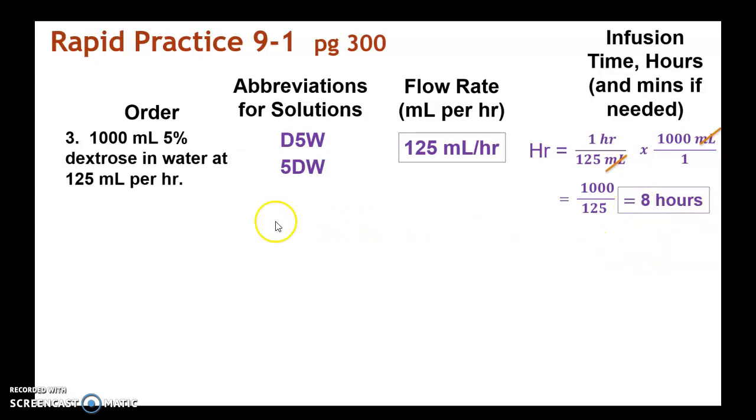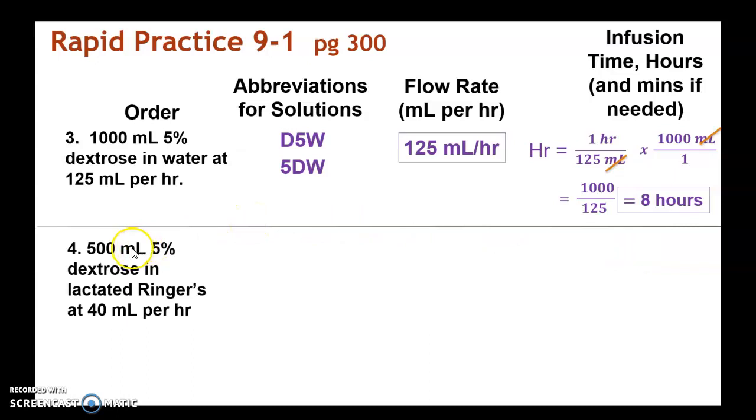All right, let's look at the next one. Number 4. We have to give 500 milliliters of 5% dextrose in lactated ringers at 40 milliliters per hour. So abbreviation for this one, we're getting back to that 5% dextrose like what we did up here on number 3, but that one, number 3, was dissolved in water, and this one is in lactated ringers. So we're going to have to combine the D5, not with the W anymore, but with an LR. And of course you could also flip that into RL if you were so inclined. Okay, so flow rate, milliliters per hour, they gave that one to you, 40 milliliters per hour. Again, put the PER in instead of a slash.